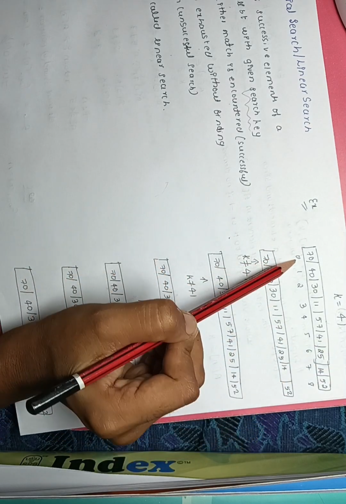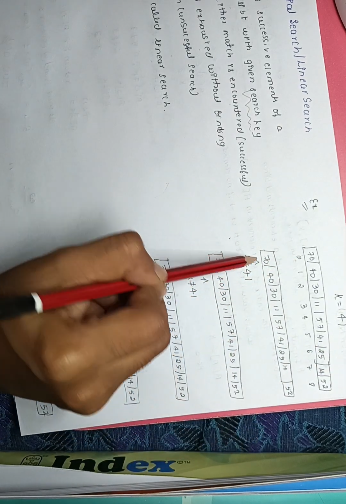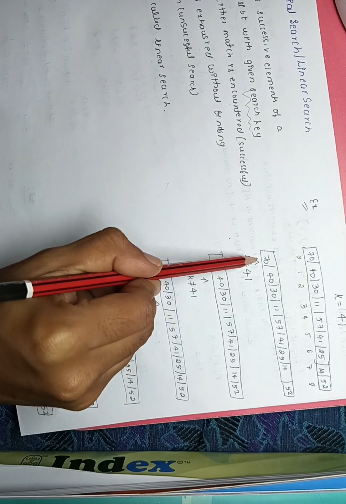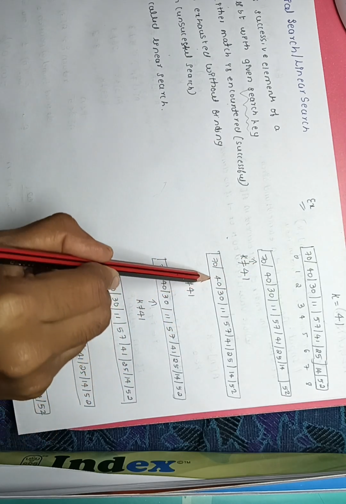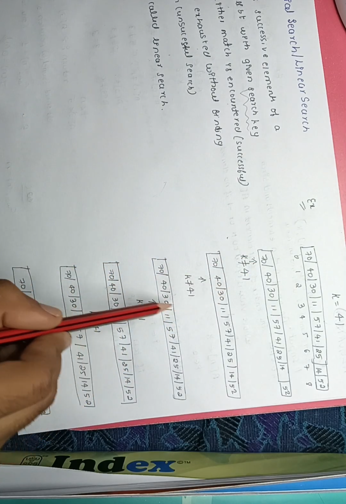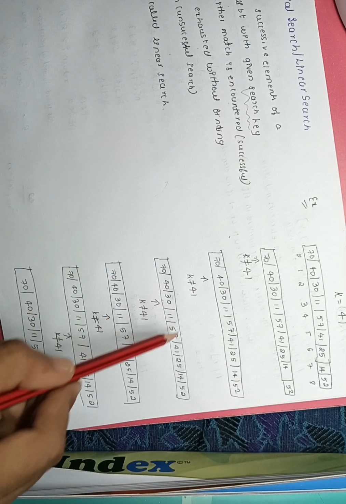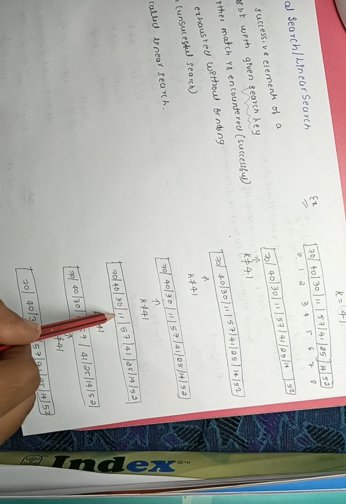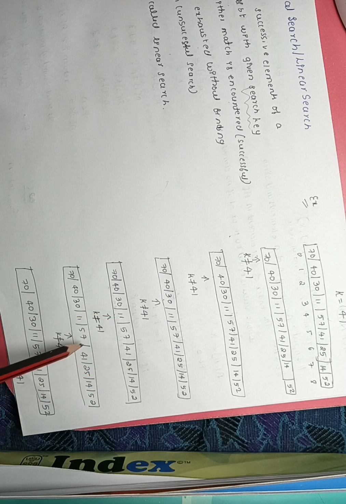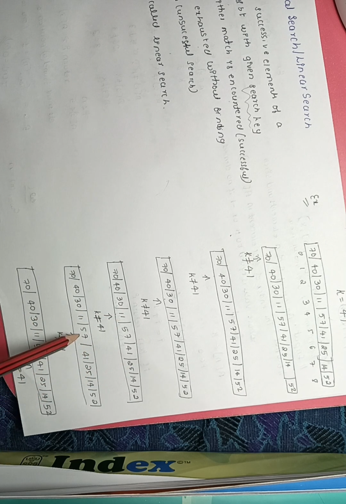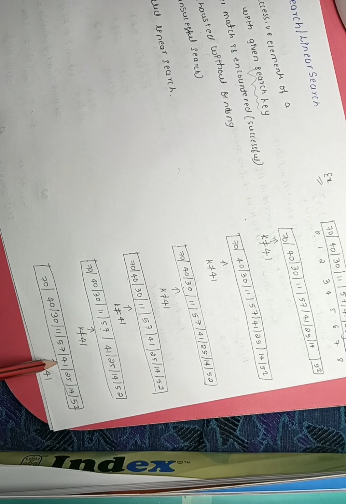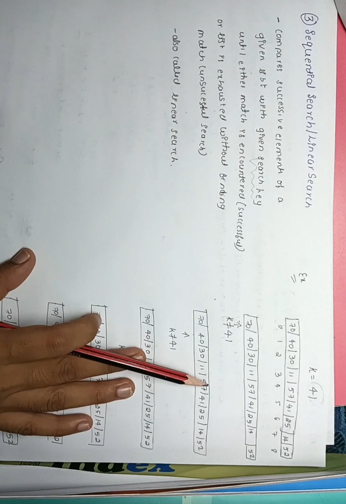First compare 70 with 41: is it equal? No, increment i. Is 40 equal to 41? No, again increment i. Is 30 equal to 41? No, increment i. Is 11 equal to 41? No, increment i. Check whether 57 is equal to 41: false, increment i. Is 41 equal to 41? Yes, hence we can say the search is successful.